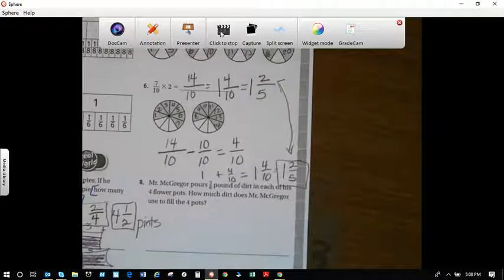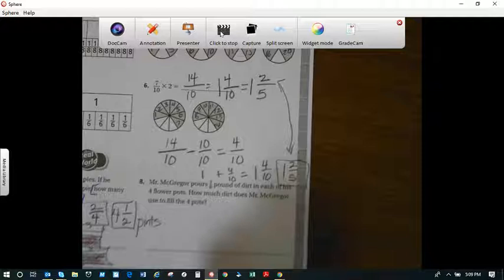All right, so let's look at number 8. This was the problem that you did last night. If you didn't, we're going to work on it together. Mr. McGregor pours 3/8 pound of dirt in each of his 4 flower pots. How much dirt does Mr. McGregor fill to the 4 pots?